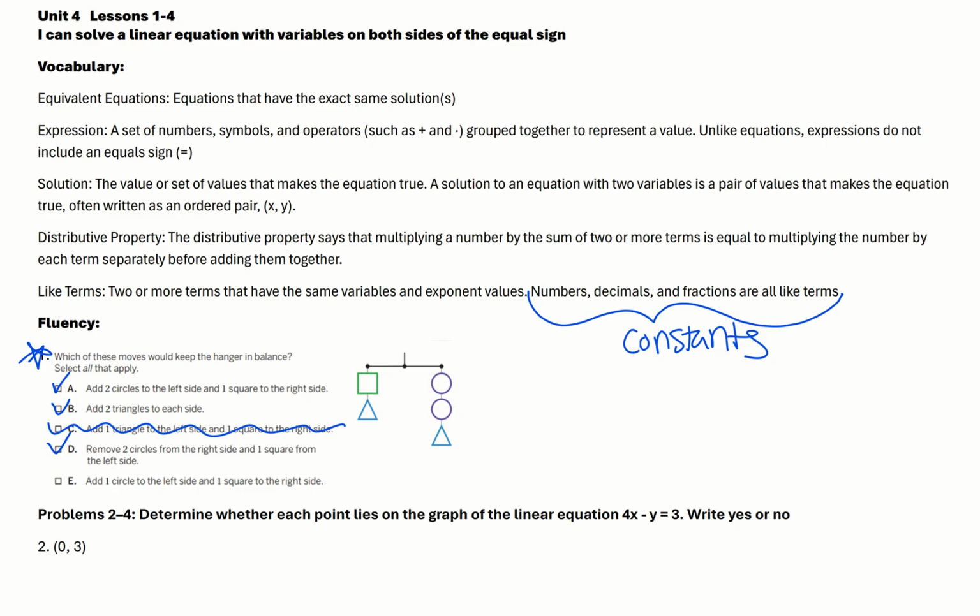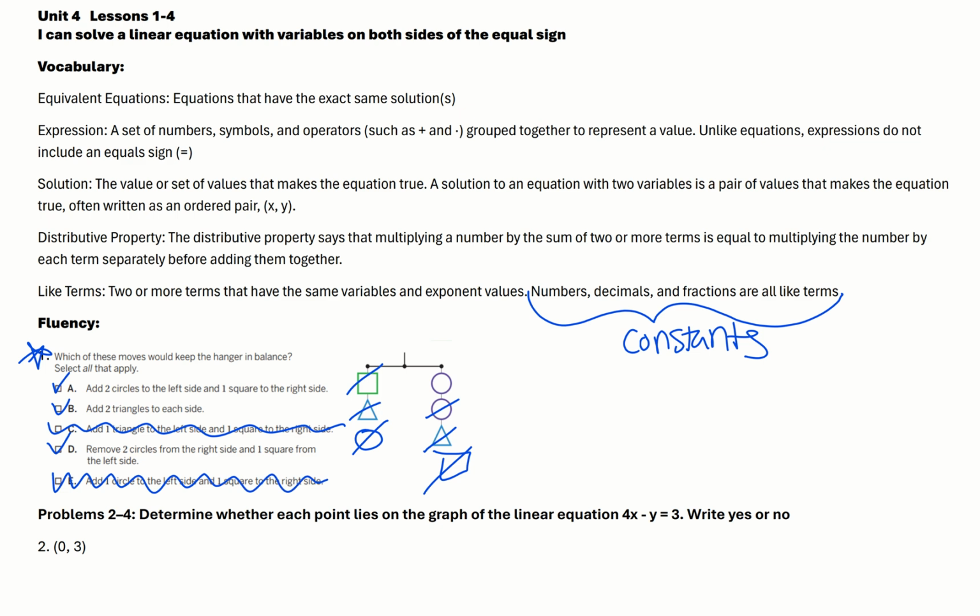Oh, gotta get my drawing tool. Add a circle to the left and a square to the right. Okay, circle to the left, square to the right. So I can remove my squares, I can remove my triangles, I can remove my circles. Oh, that's not balanced. To be balanced, it needs to say circle equals circle. So that does not work.